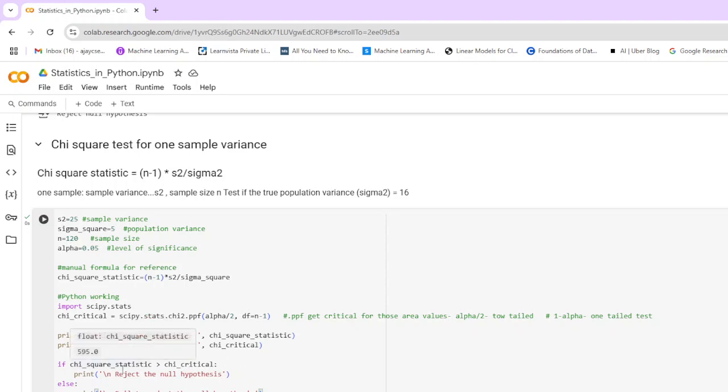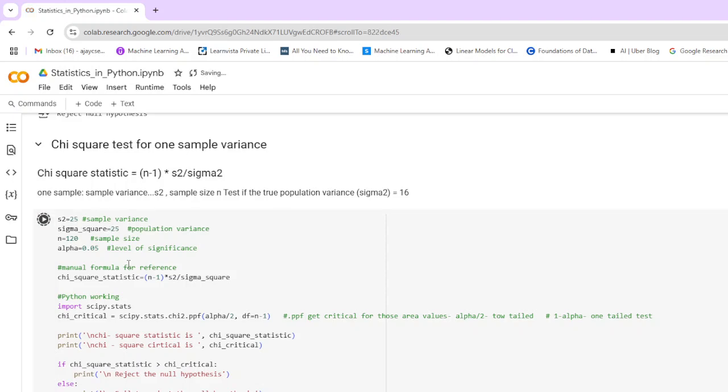If the chi-square statistic is greater than chi-square critical, I reject the null hypothesis, otherwise I fail to reject the null hypothesis. So in this particular case, I get the chi-square statistic as 595 and the chi-square critical is 90. 595 is greater than 90, as we can see there is a lot of difference in the value.